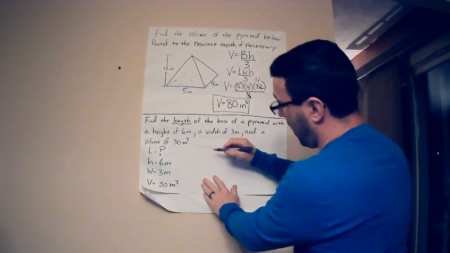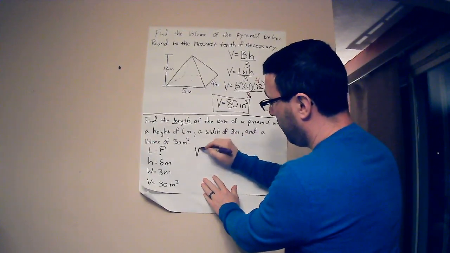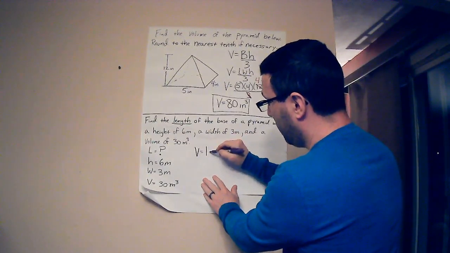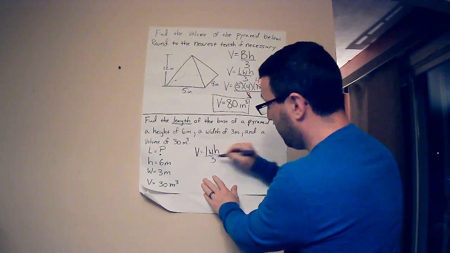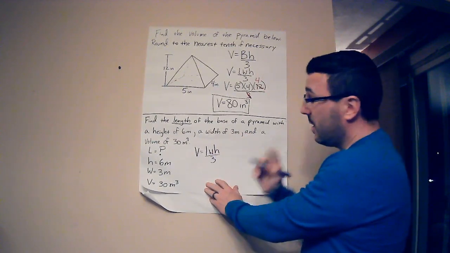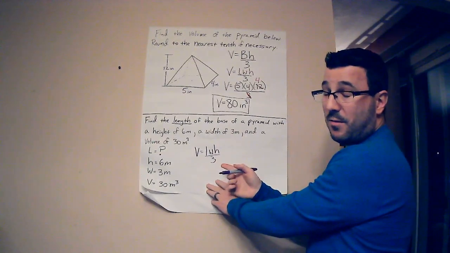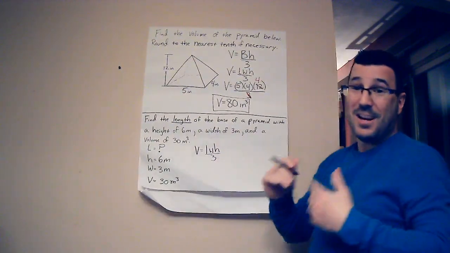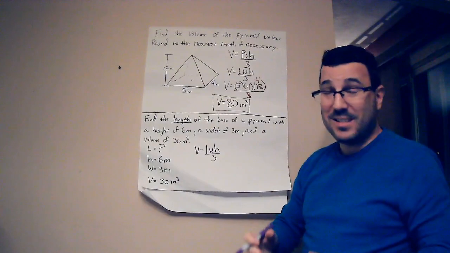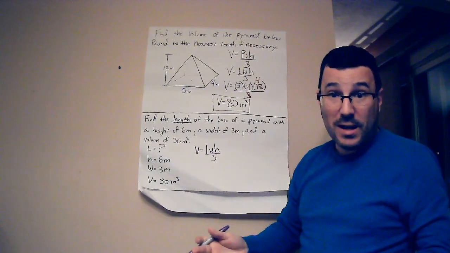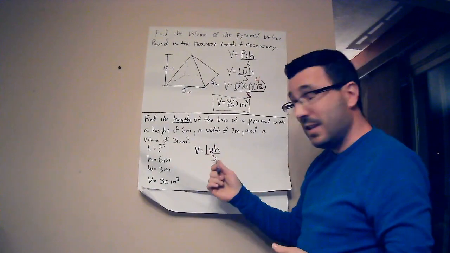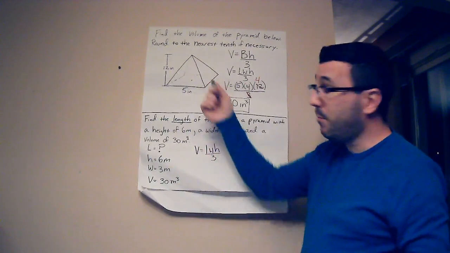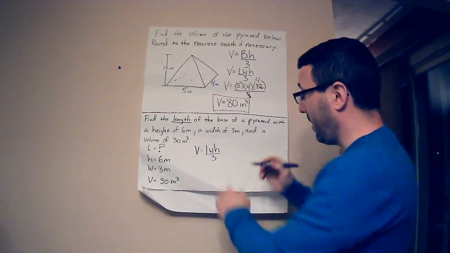Volume equals length times width times height divided by 3. Very important that you remember that dividing by 3. I know a lot of students who have done this in the past and they forget to divide. They put just length times width times height and they're done. With a pyramid, you have to divide by 3.